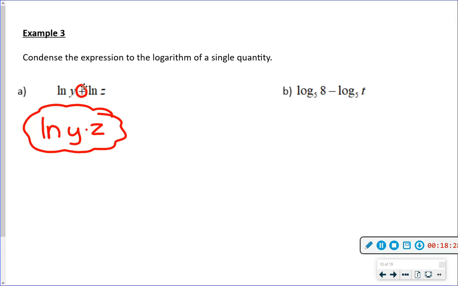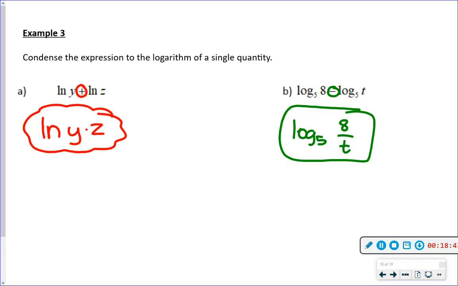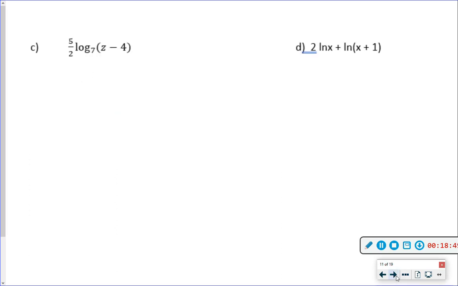Same thing. 2 logs subtracted, condensed to 1 log divided. And I'm going to use the fraction bar for my division, so I'm going to make it 8/t. Done. Single log in our answers, we got it. So like I said, I like condensing a little bit better because you'll see that more so when we start solving equations.